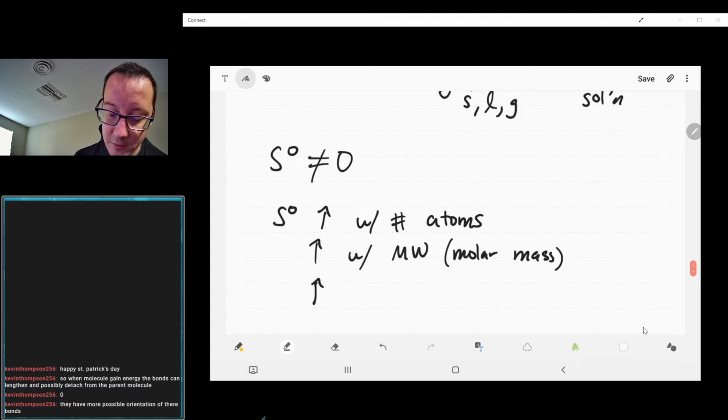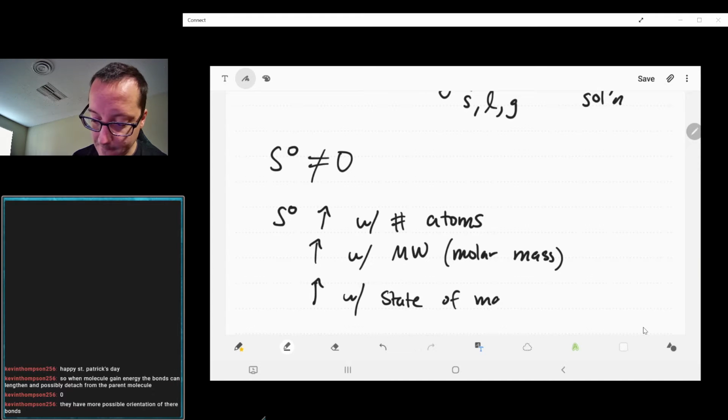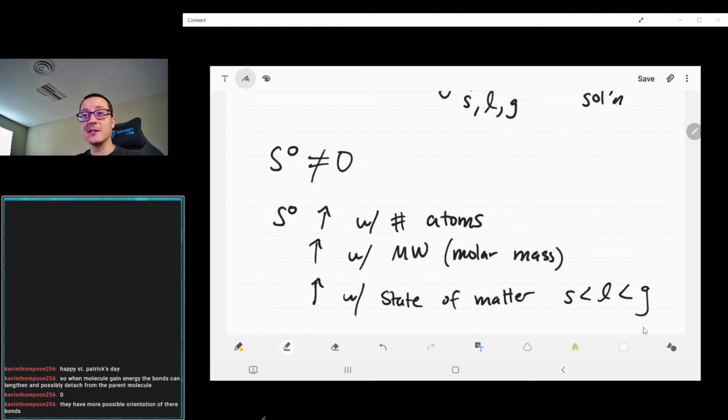We see this also goes up with the state of matter, where solids... these are just trends, right? So they're not absolutes, but typically the more atoms you have, the larger your molar mass is, and your state of matter will all affect, generally speaking, your standard entropy value. And guess what we can do with these? We're going to see that we can do some calculations.